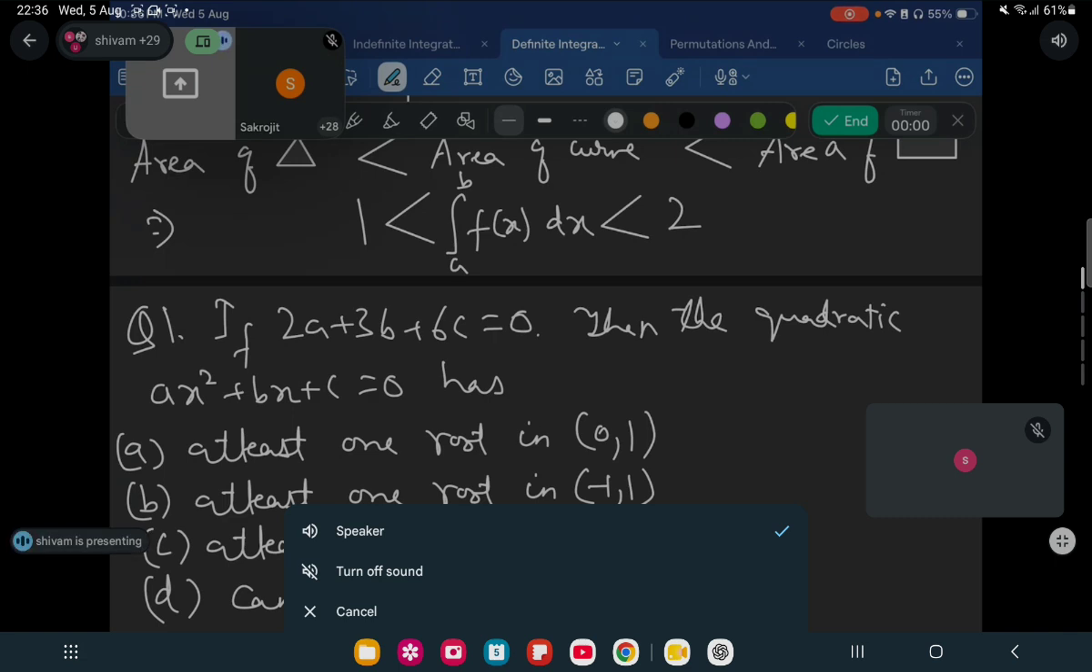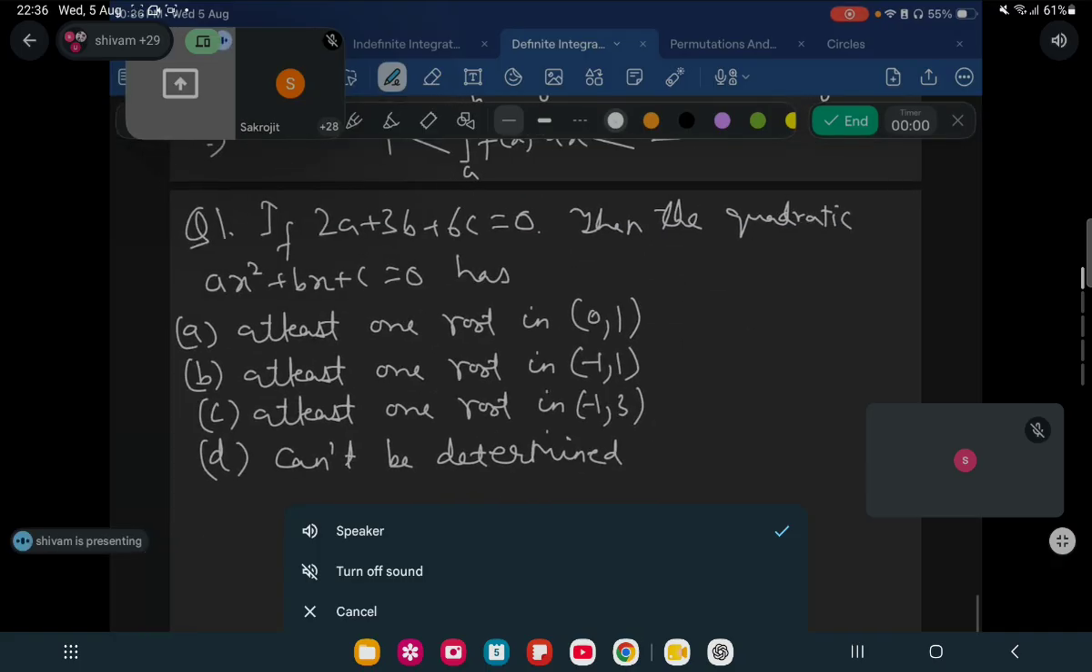Okay, let me start. Everyone, pay attention. 2a plus 3b plus 6c equal to 0. So first of all, you integrate, everyone. Your task is to integrate this function, integral of ax square plus bx plus c, which will be ax cube by 3 plus b into x square by 2 plus cx, plus some constant.